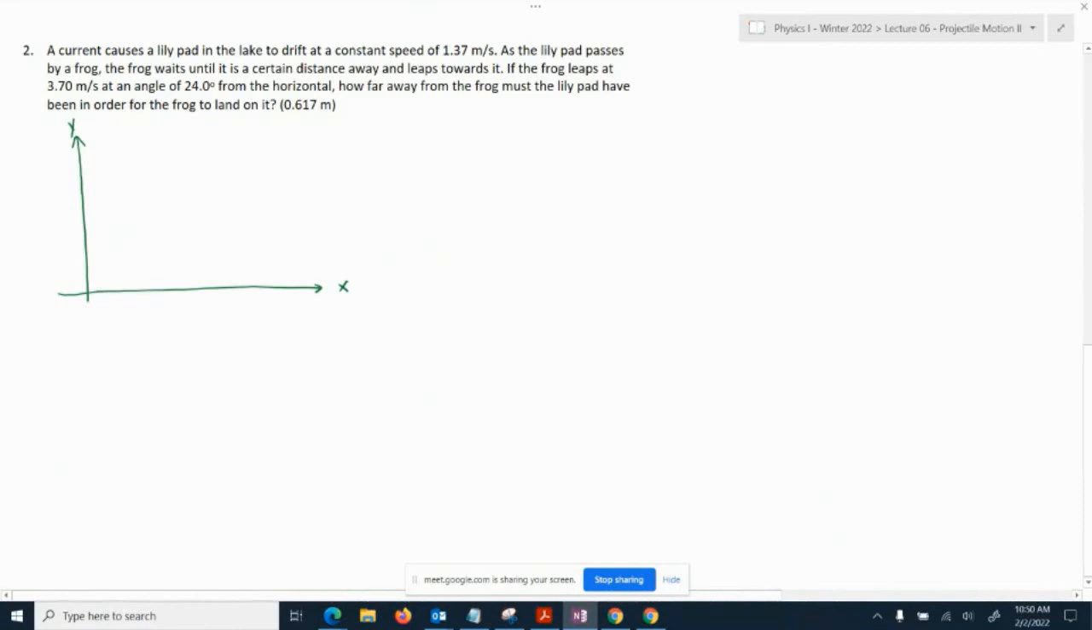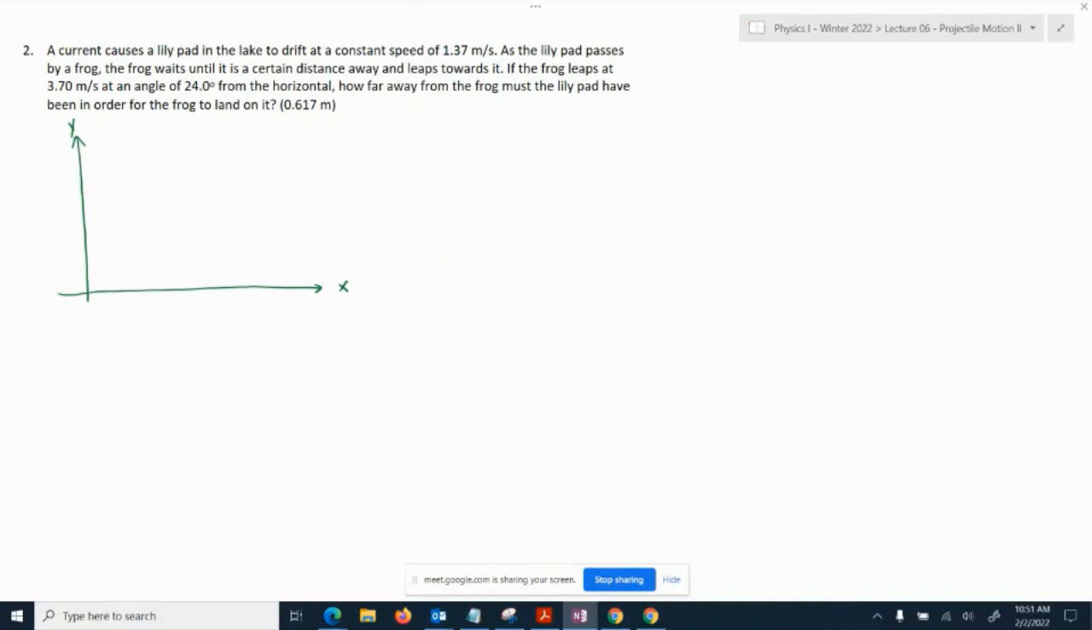And here, I'll read the question. A current causes a lily pad in the lake to drift at a constant speed of 1.37 meters per second. As the lily pad passes by a frog, the frog waits until it is a certain distance away and leaps towards it. The frog leaps at 3.7 meters per second at an angle of 24 degrees from the horizontal. How far away from the frog must the lily pad have been in order for the frog to land on it?